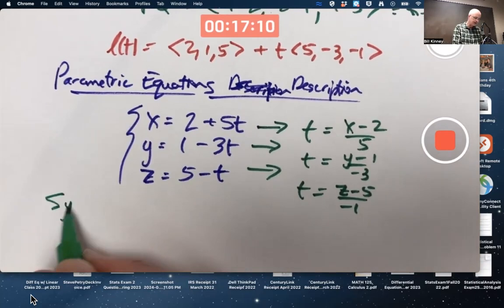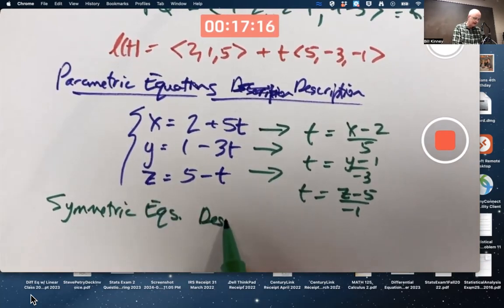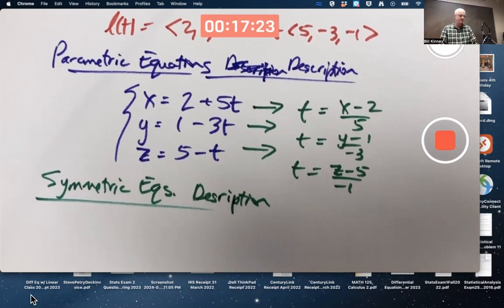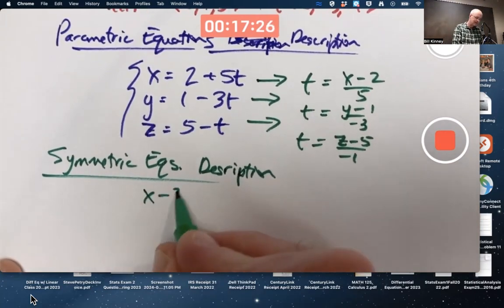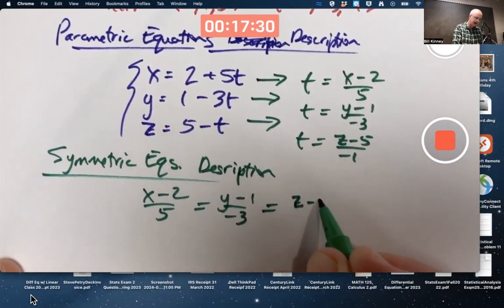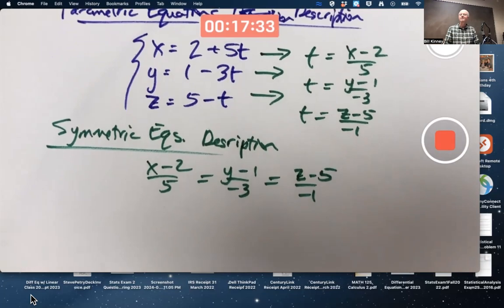And for the symmetric equations description, since those are all equal to the parameter t, you can set them all equal to each other. x minus 2 over 5 equals y minus 1 over -3 equals z minus 5 over -1. Now, there are other ways of writing this. You could multiply all these equations by 15, for example, to cancel the fractions. Maybe -15 to get rid of the negative sign on that part, at least if you wanted to.